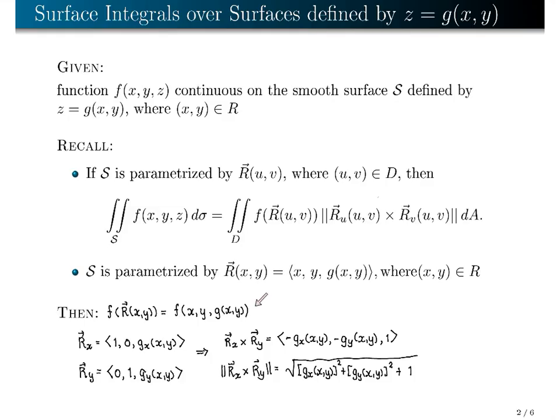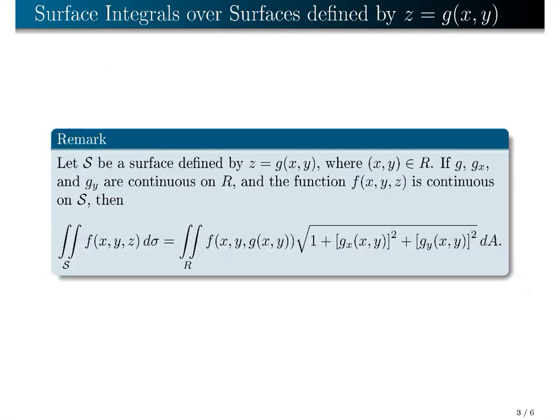These computations now yield the formula for the surface integral of f of x, y, z d sigma over the surface S defined by the function z equals g of x, y, where (x, y) is in the region R. Therefore, we have the following remark. Suppose S is a surface defined by the function z equals g of x, y, where (x, y) is in the region R. Furthermore, we assume that g, g_x, and g_y are all continuous on the region R, and that the function f of x, y, z is continuous on the surface S.